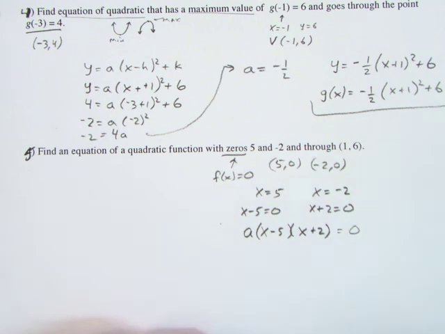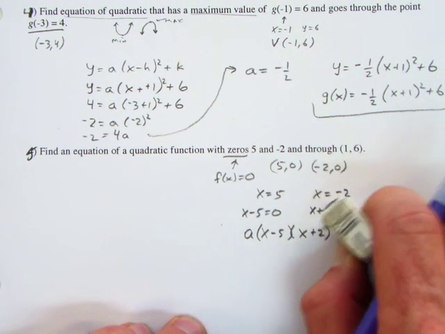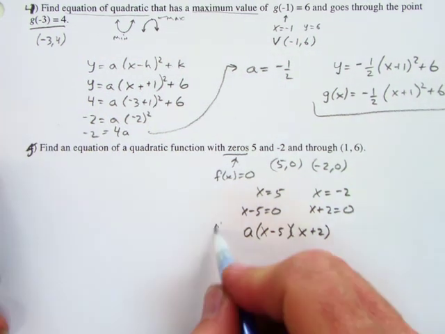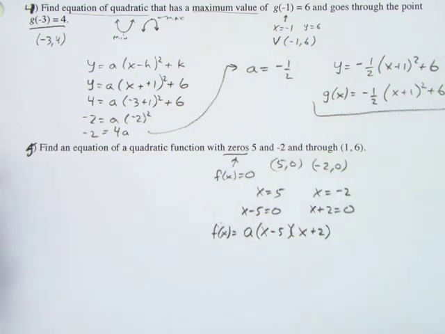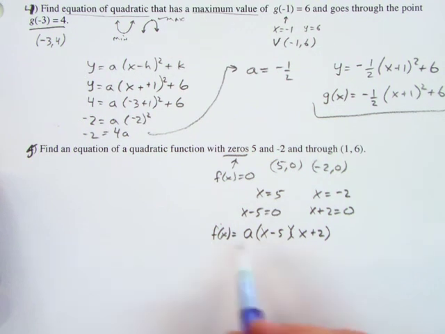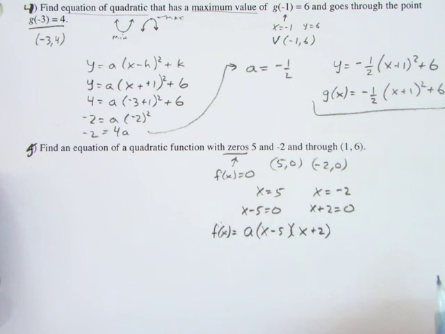Now, how do we find out what that a value is? We're going to need some other piece of information. I'm going to erase the 0 because we don't really need that. I was just emphasizing how we are getting that. So we have f of x equals a times the quantity of x minus 5 times the quantity of x plus 2. In order to find a, we're going to need a number for the f of x and a number for the x. Do we have it?